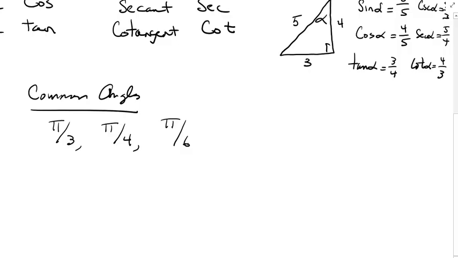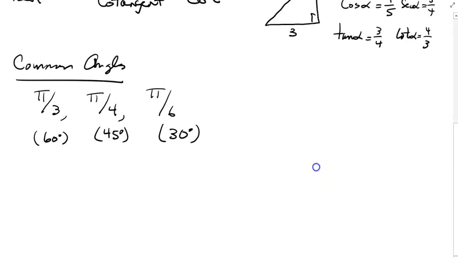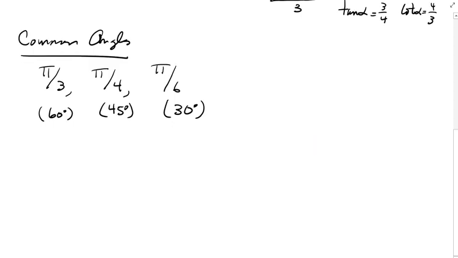You might remember from the last lesson, pi over 3 is a 60-degree angle, pi over 4 is a 45-degree angle, and pi over 6 is a 30-degree angle. Throughout this course in trigonometry, we're going to be able to do a lot with combinations of those angles. So we have two triangles that help us to represent these particular angles.